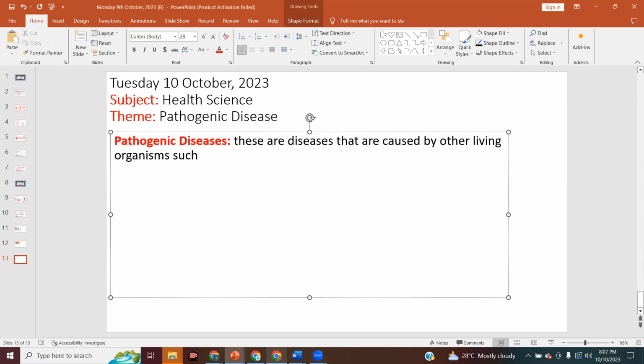So pathogenic diseases are diseases that are caused by other living organisms, such as bacteria. What else? Viruses. How about fungi? Fungi and parasites. Very good. Fungi, worms, amoeba, viruses, and protozoan, or protists. These are single-cell organisms.